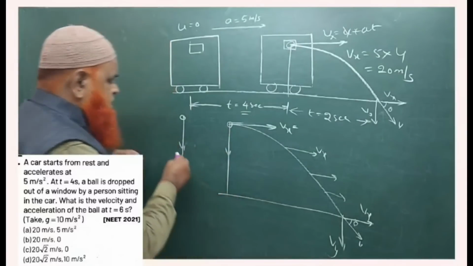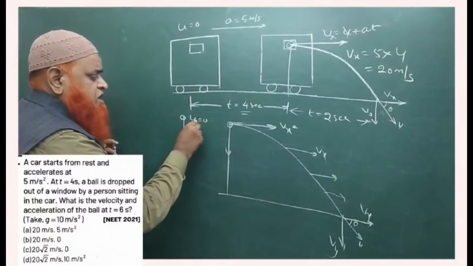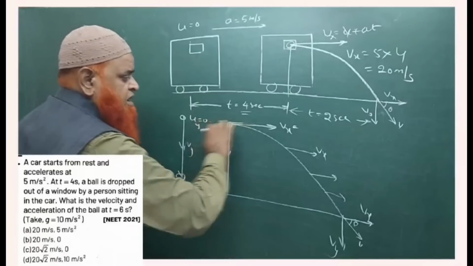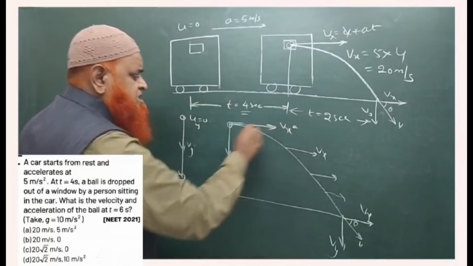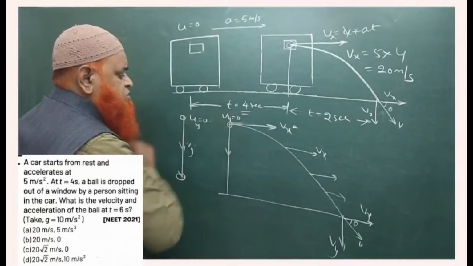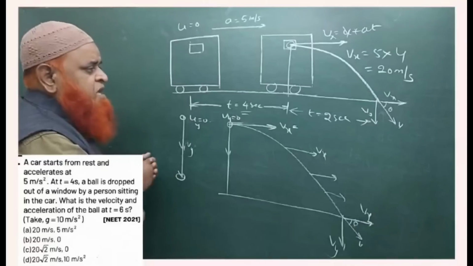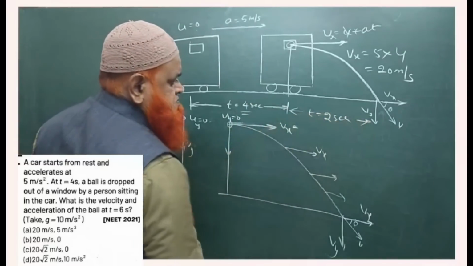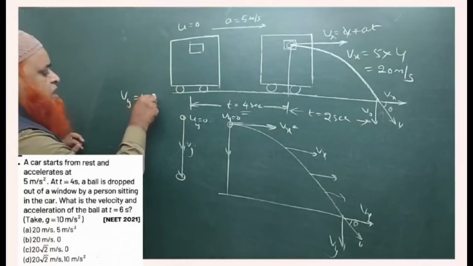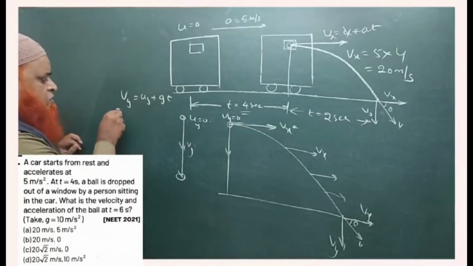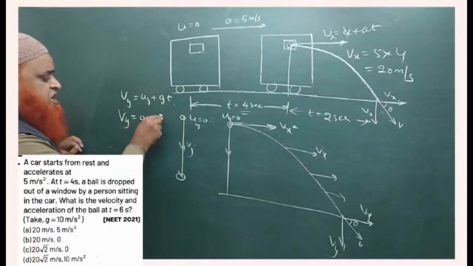So how can I find Vy now? It's very simple. Initial velocity Uy is going to be 0 here, as the ball is initially going completely horizontally. Vertical velocity is 0. Then how can you find this Vy? Vy is nothing but Uy plus g into t. Uy is 0, g is 10.